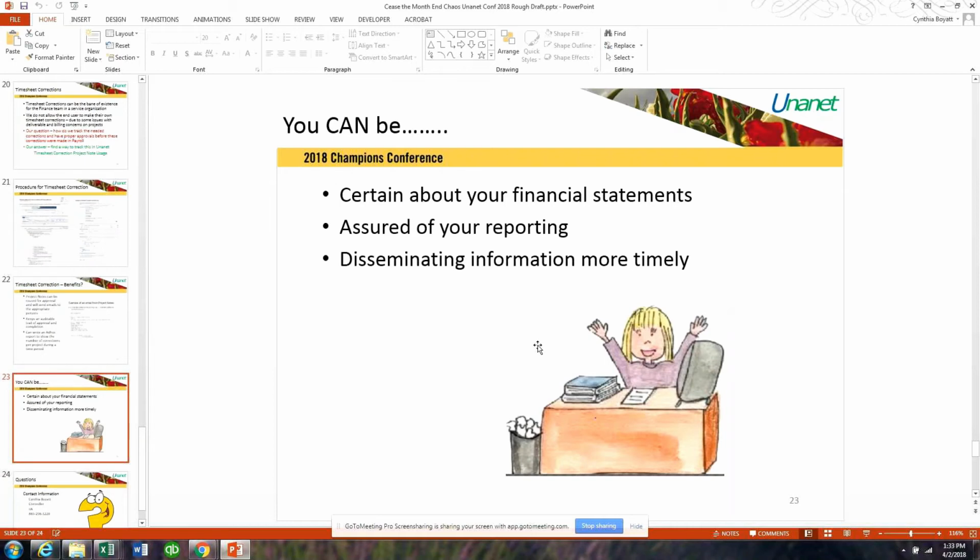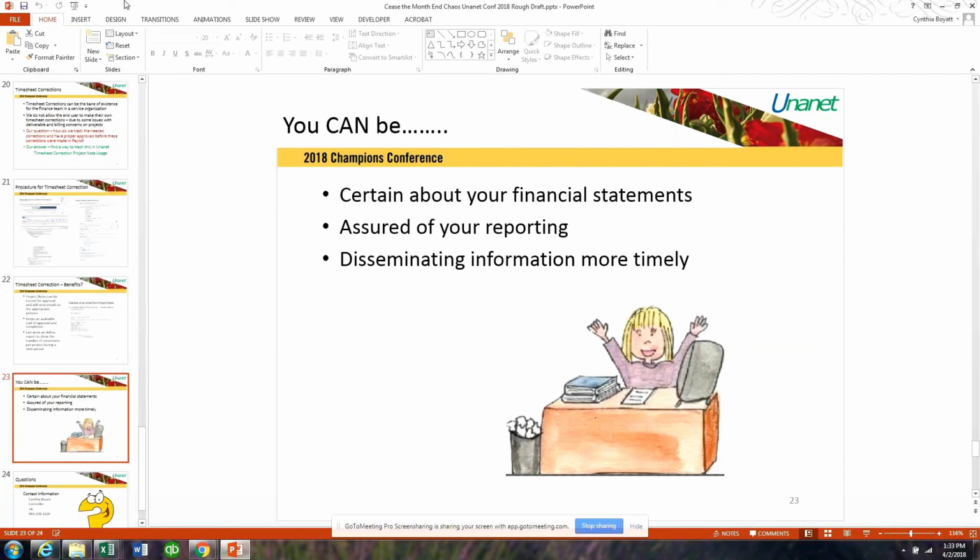So what can you do with Uninet? Really, the sky's the limit. You can be certain about your financial statements because everything is recorded. It's recorded in real time. You're not having to wait till 20 days after the month is done to even look at it. You can be assured that your reporting is correct and that somebody's not going to come back to you and say, well, hey, this number over here is one thing and this number over here is the other.